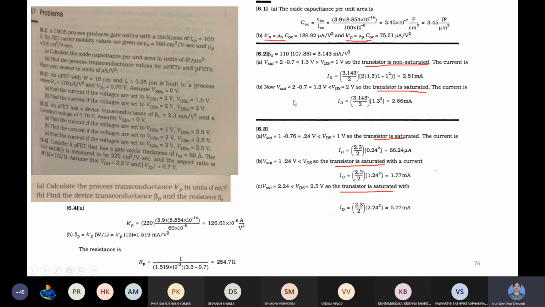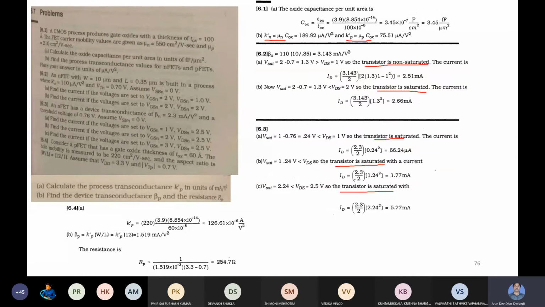Similarly, let us see the second case. In the second case, VGS is 2 volt and VDS is also 2 volt. So now we can see, you have already calculated VSAT. VSAT is 1.3, but VDS is more than 1.3, which means VSAT is less than VDS. So VDS is more than the saturation voltage. It means that the transistor will be saturated. So the saturation current equation can be used, and in a similar fashion, other problems can be solved.